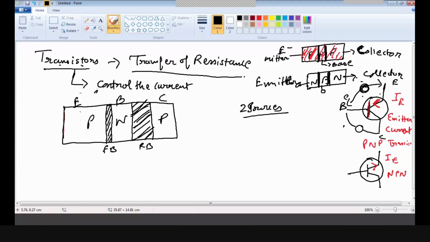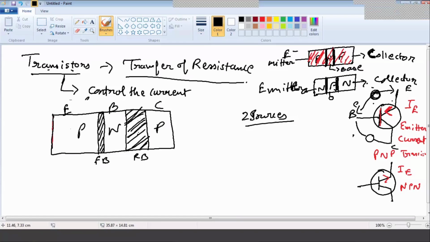No, ma'am. Now, how will you make this forward biased and reverse biased? You need to connect the battery in that way. Okay, so we'll connect one battery here. The battery's positive terminal will be connected to P and negative to N. Then only you can say that it is forward biased.